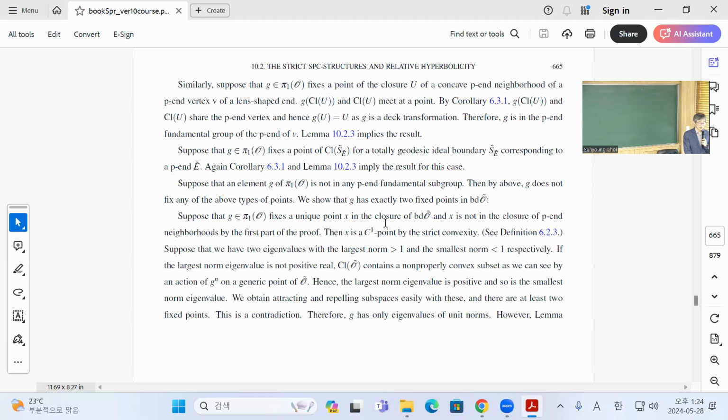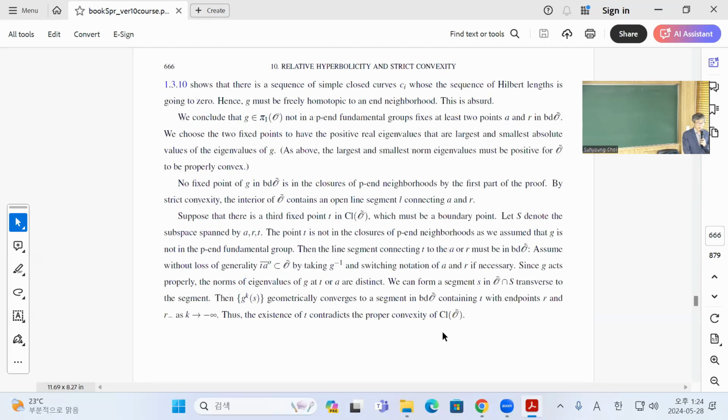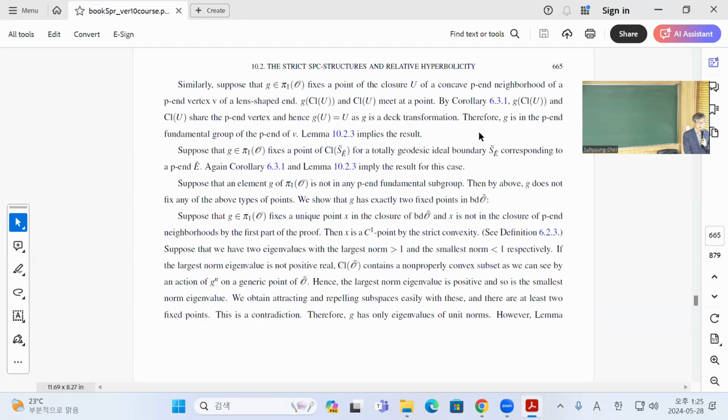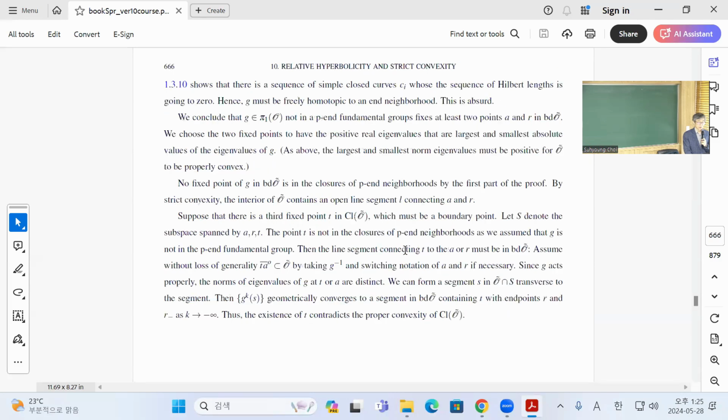So if it has a unique fixed point, then it cannot have norm bigger than one or smaller than one. So it has only unit norm eigenvalues. But the lemma shows that there is some sequence of closed curves where the Hilbert length goes to 0. So it must be in the P-end neighborhood. So this is ruled out. So any element here must have at least two norms of eigenvalues, and must fix two points. And these have to be positive real eigenvalues because of this argument.